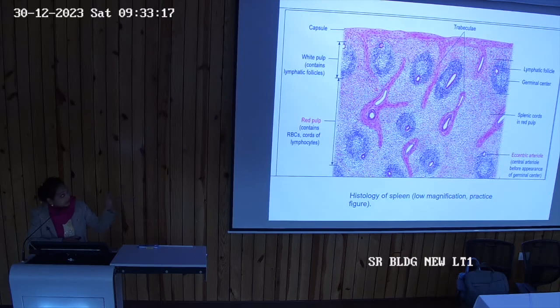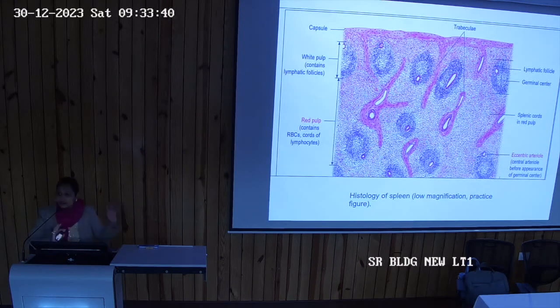Now the lymphocytes which are just surrounding this central arteriole, they are known as periarterial lymphatic tissue or PALS. So what are the parts of this white pulp? We have PALS surrounding the central arteriole and Malpighian corpuscle. Okay, now how to recognize?